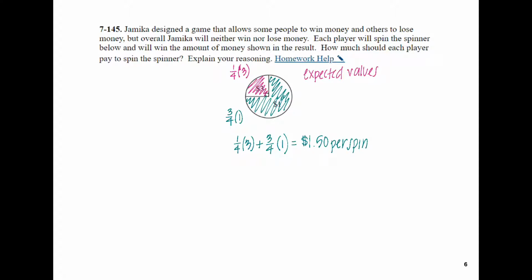So each player should pay $1.50 so that there is no net gain or loss over many games. Paying $1.50 per person would mean that there are no net gains or losses over many games.